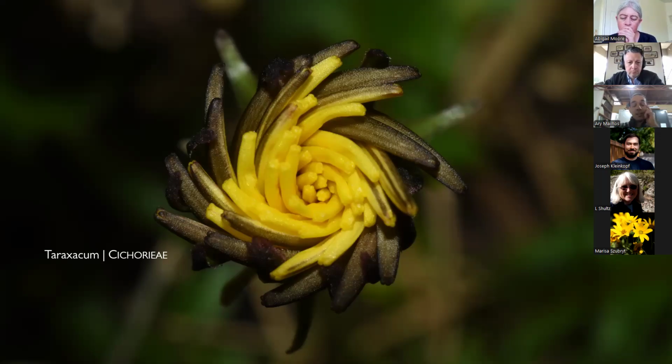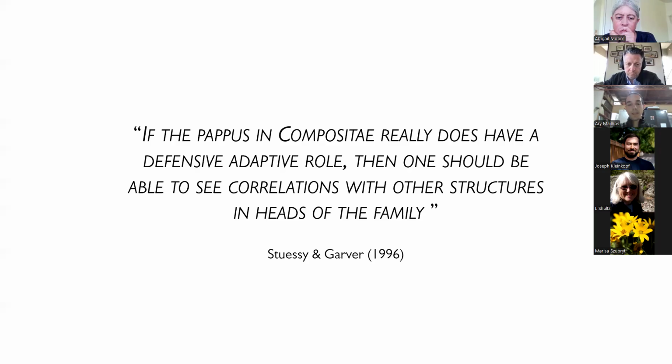So this is just to show you that there appear to be some different patterns occurring in different groups within the family, and that is also something that I am looking into, to see if there is in fact any evidence to uncover any phylogenetic patterns surrounding this development of the pappus in relation to other parts of the capitulum.